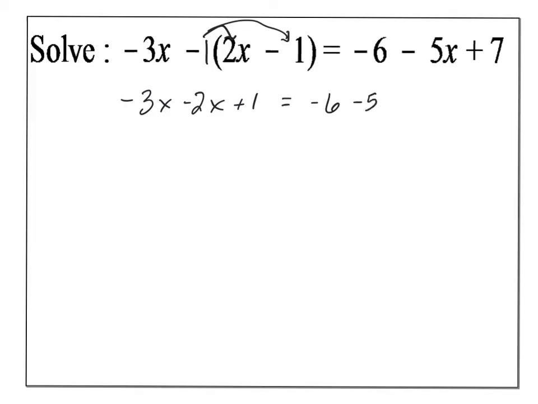It's one of the biggest mistakes that we make these days. All right, so there, I've gotten rid of parentheses. Now I've got to combine like terms. -5x plus 1 equals -5x plus 1. I already see a problem here.